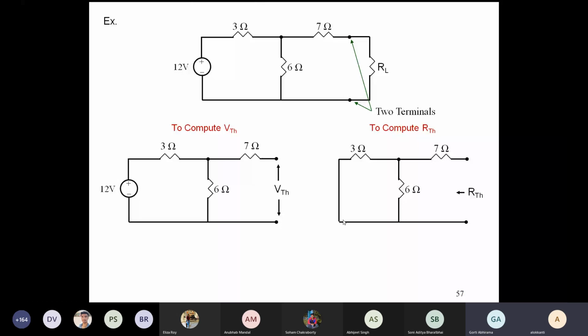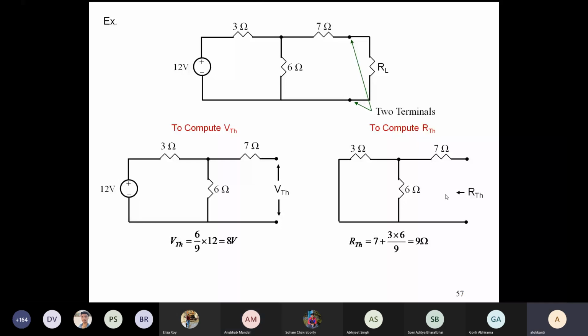So your circuit is like this. Then what is the equivalent here? You see your VTH is 6 by 9 into 12, that is 8 volts. And similarly RTH is 7 plus the parallel equivalent of 3 and 6, which is 9 ohms. So right now, then you have a circuit.